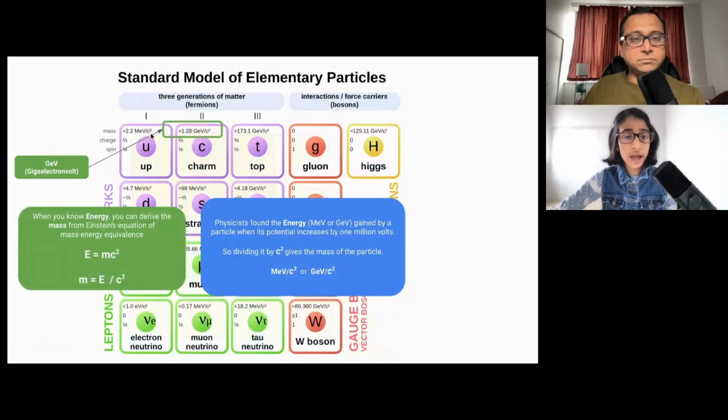But over here, I don't know if you noticed this earlier, but it actually says divided by c squared, or by the square of the speed of light. So the unit, just MeV or GeV without the c squared, would signify energy, but if you divide it by the square of the speed of light, it gives you the mass of the particle. So that's how you find the mass of a particle, deriving it from the energy using mega electron volts and giga electron volts. So this is the standard model of elementary particles.